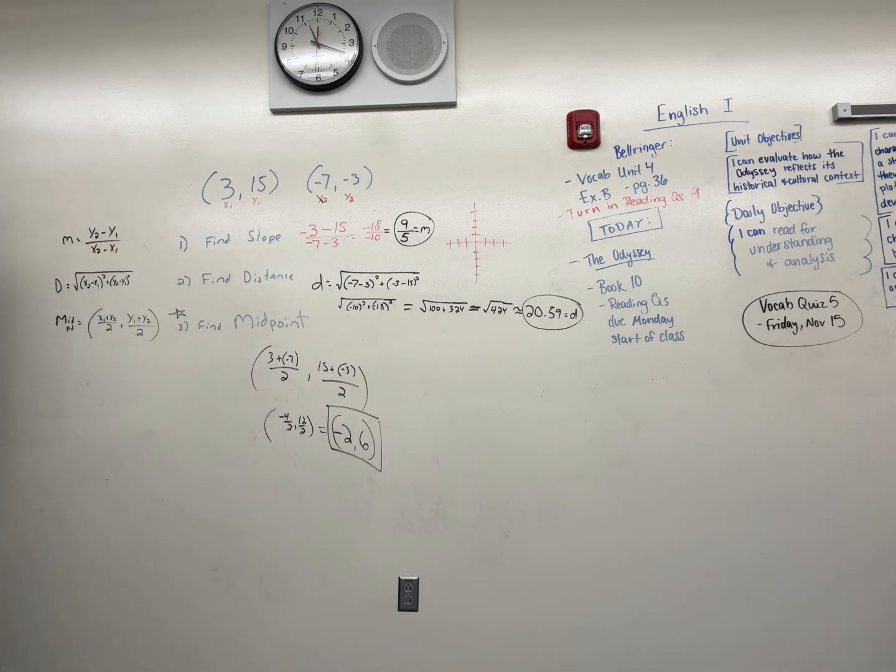What questions do we have there? The midpoint is the average of your 2 points, the middle. Average is going to be our middle.